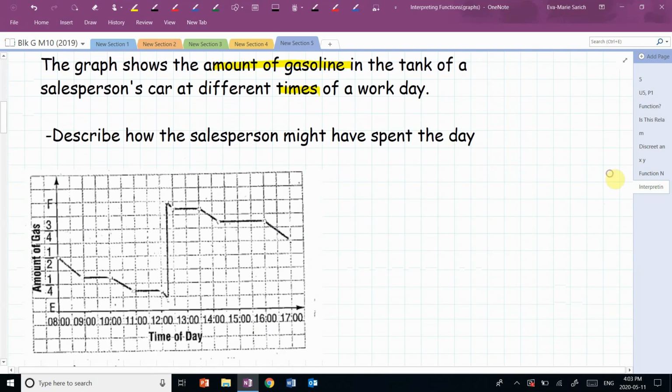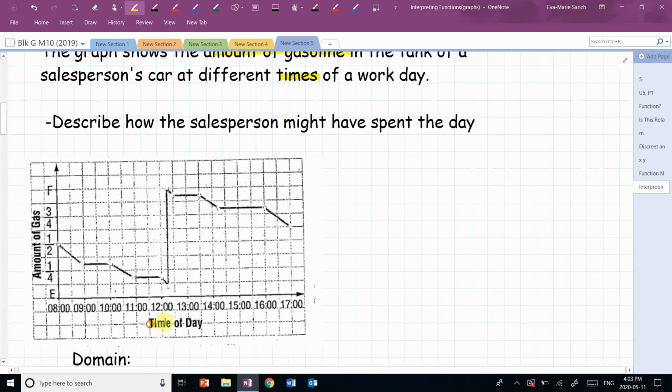Well, the amount of gas depends on the time. The time is down here. This is the independent variable. And the time of day will determine the amount of gas. Okay, so this one is the dependent. So the more time that the salesman drives, the more amount of gas is going to be used, or the amount of gas in the car is going to drop in the gas tank. So really, we want to describe how this salesperson might have spent their day by just looking at the graph.